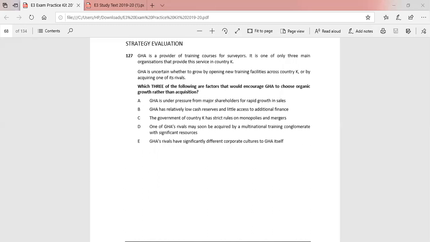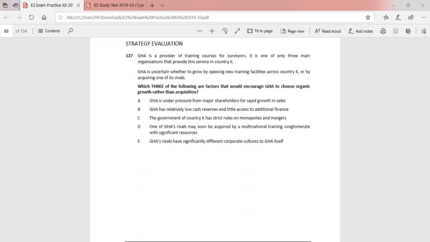GHA is a provider of training courses for surveyors. It is one of the only three main organizations that provide this service in country K. GHA is uncertain whether to grow by opening new training facilities across country K or by acquiring one of its rivals. Which three of the following are factors that would encourage GHA to choose organic growth rather than the acquisition?